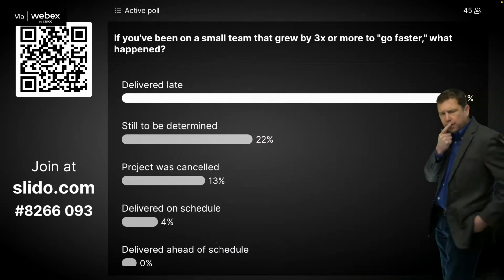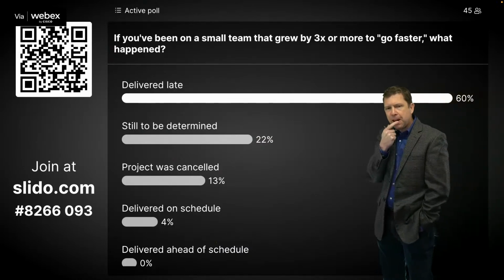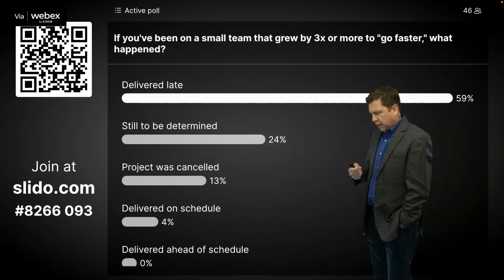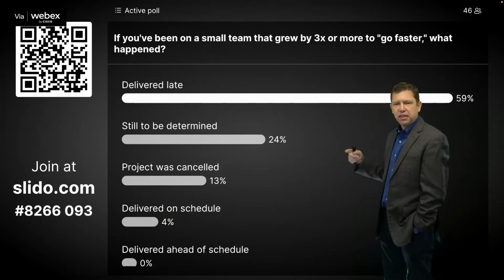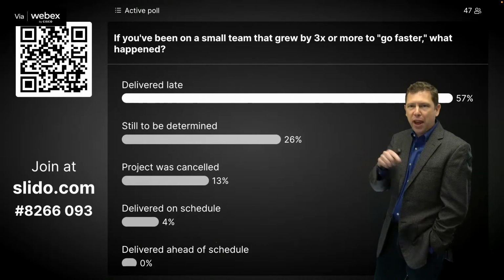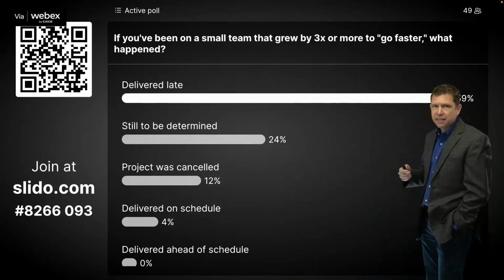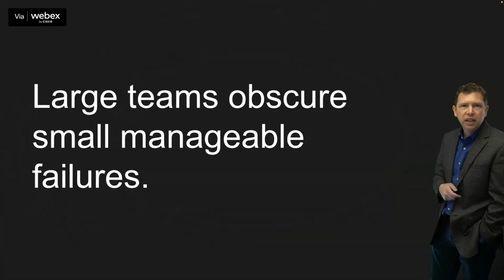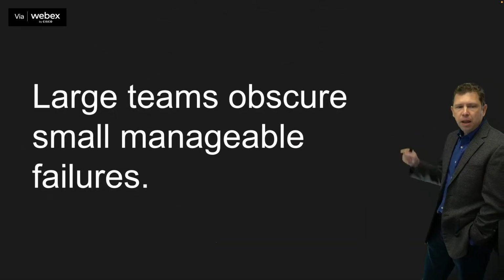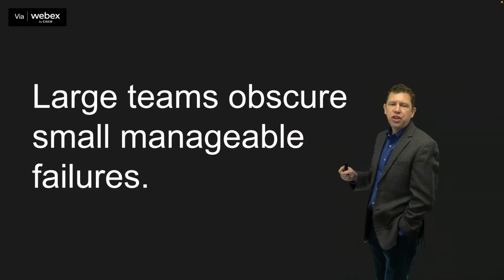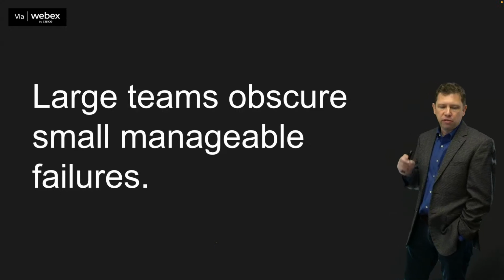The idea of delivering late, one thing that's interesting is when you add 3 times more people to the project, in some cases, not only do you deliver late, but you deliver later than you were going to when you had the smaller team. And that's not unheard of and not even unusual. Okay, so large teams obscure small manageable failures.